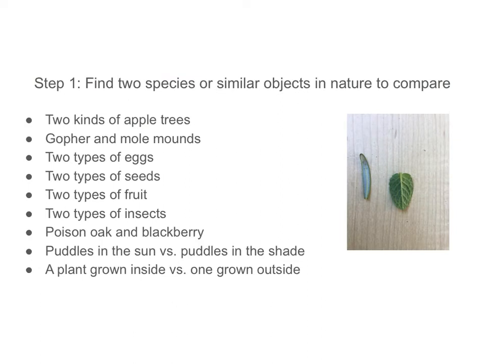Step 1. Find 2 species or similar objects in nature to compare. I chose 2 plants. The leaf on the left is from a rosemary plant, and the leaf on the right is from a peppermint plant. You could choose 2 kinds of apple trees, gopher and mole mounds, 2 types of eggs, 2 types of seeds, 2 types of fruit, 2 types of insects, poison oak and blackberry, puddles in the sun versus puddles in the shade, a plant grown inside versus one grown outside. The possibilities are endless.